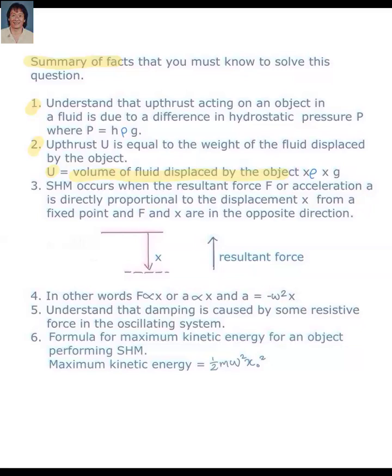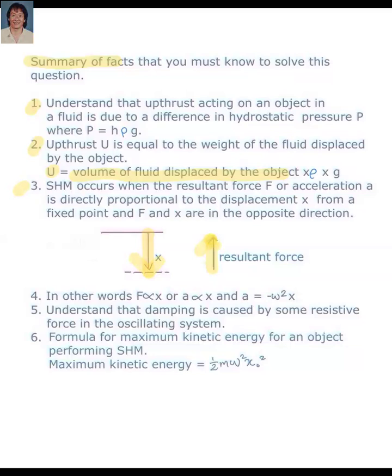Number 3, simple harmonic motion occurs when the resultant force F or acceleration a is directly proportional to the displacement x from the fixed point, and F and x or a and x are in opposite directions. You notice when the block is first pushed downward, your x is measured in the downward direction. But then the resultant force is acting in the upward direction. It shows that your resultant force and your x are acting in opposite directions.